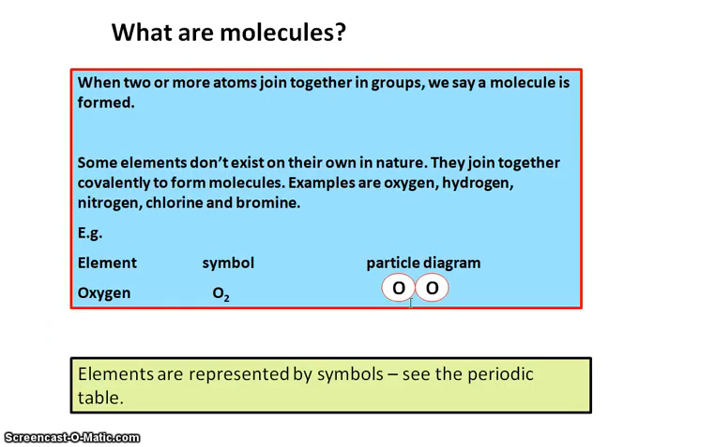What are molecules? Sometimes some atoms just like to pair up. They don't like being on their own. They pair up with another atom, and we call such a molecule. So some elements don't exist on their own. They just join together covalently to form molecules. Example: oxygen, hydrogen, nitrogen, chlorine, bromine. There are other examples as well.